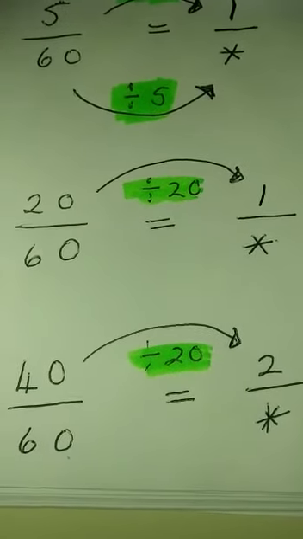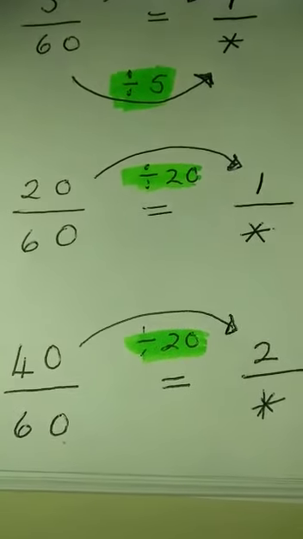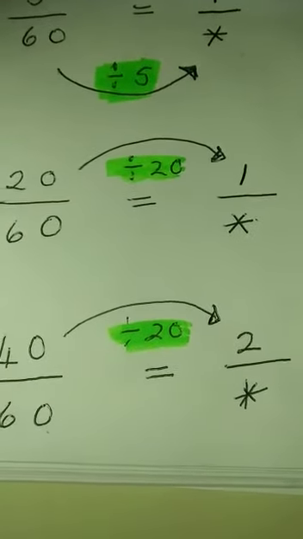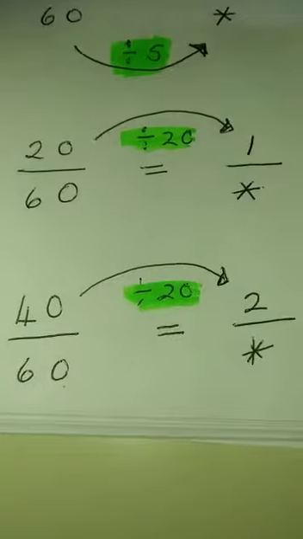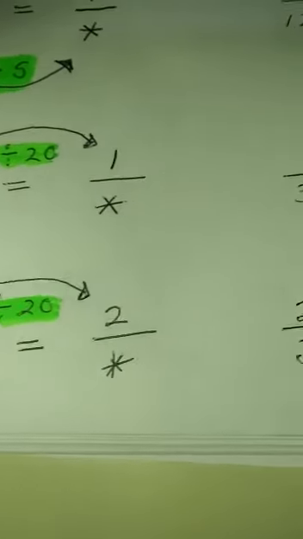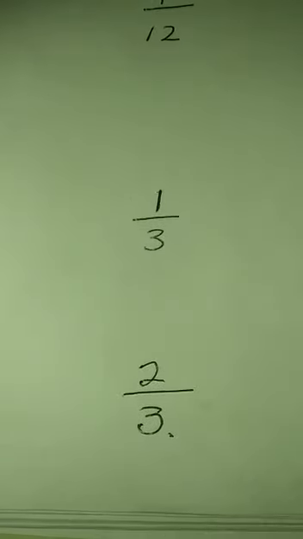Find an equivalent fraction for 20 out of 60. 20 has been divided by itself to get 1. Therefore you divide 60 by 20 and you end up with the answer of 1/3.